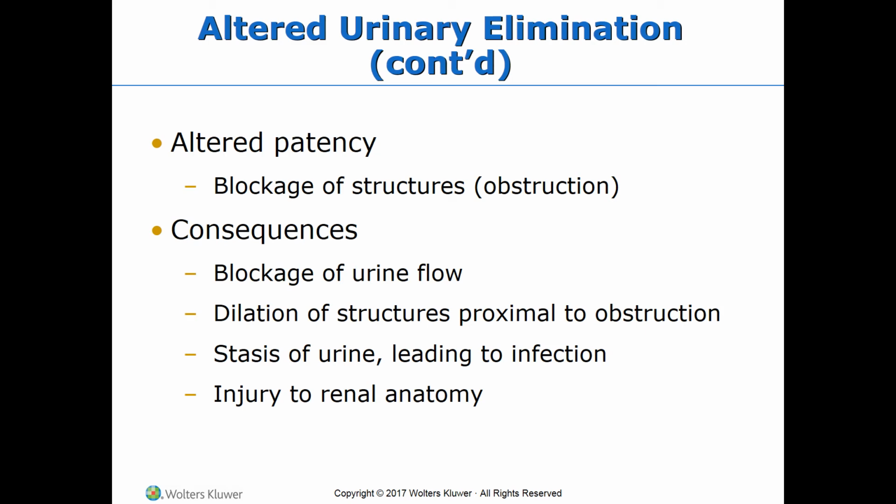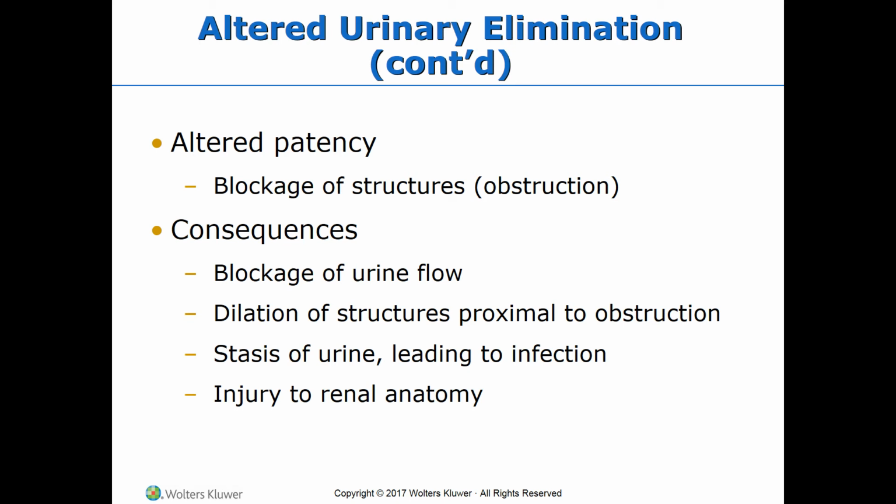Why? Because the urine cannot be descending through this ureter, so you will have this accumulation of urine within the side that is affected, the right or the left. So the consequences will be blockage of the urinary flow, dilation of the structures proximal to the obstruction, which is called hydronephrosis in the case of the kidneys, and stasis of the urine.